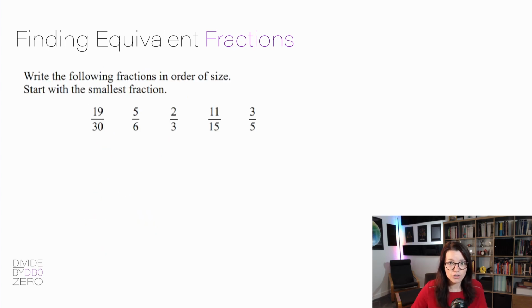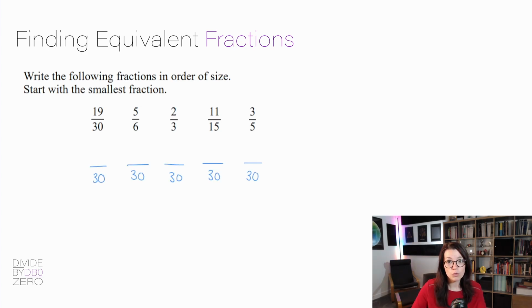Why do we need to know how to find equivalent fractions? It can be really useful when you have a question like this, which wants you to write fractions in order of size. For example, here's smallest to largest. The reason is it's really hard to compare fractions unless they have the same denominator or bottom number. So in this case, we want to change all of these fractions to be equivalent fractions with the same denominator. Looking at the denominators we have here, I can see that all of those bottom numbers will in fact go into 30. So 30 seems like a sensible choice to change all of the denominators to.